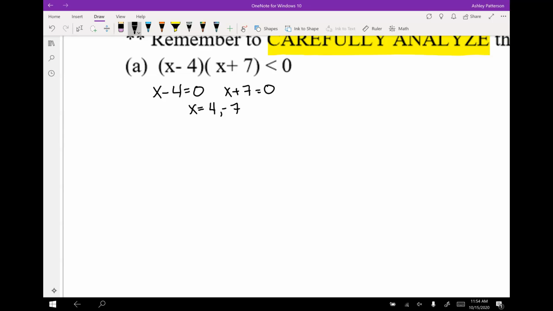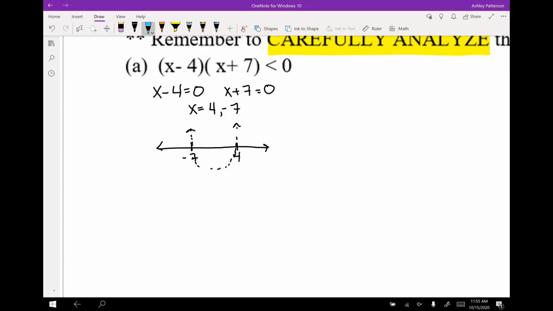Okay, here's where the analysis comes into play. If we have x-intercepts at negative 7 and 4, and it just so happens that this quadratic has an a value that's positive, this particular parabola would open up. Now, I'm not asking you to graph it, but just to give us an idea of what we're doing. And we're solving for x values. So we're solving for the region on our x-axis that, when I pick those x values and substitute them into the inequality, will make this inequality true.